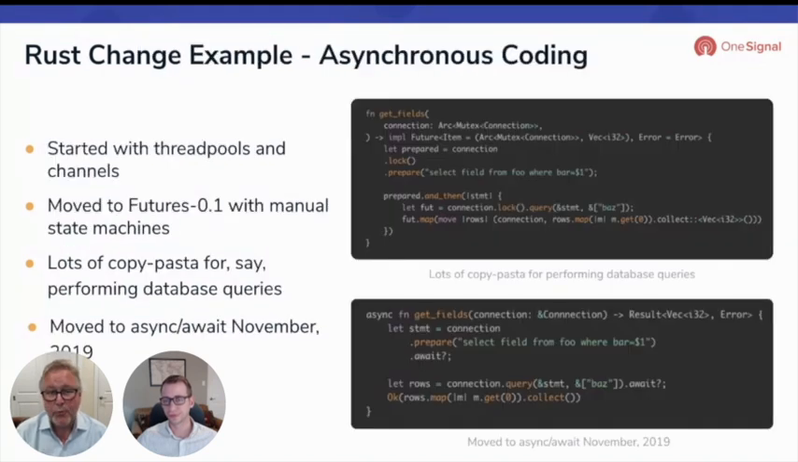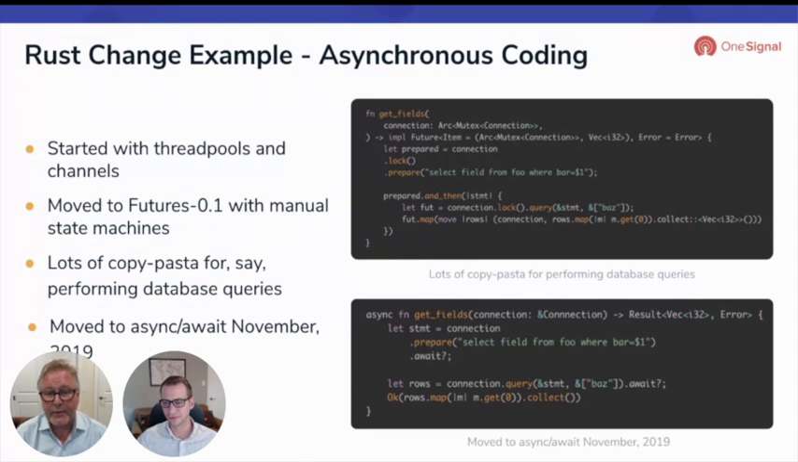For example, when we first implemented asynchronous processing, we used thread pools and channels. Over the next few years, we moved to the Future 0.1 ecosystem and wrote manual state machines to implement Future, and we used huge chains of and-thens to write more procedural-like chains of Future execution. Among other things, this resulted in a lot of copy and pasted code, which is never a good software development practice. While it was usable, it was a management and development headache.